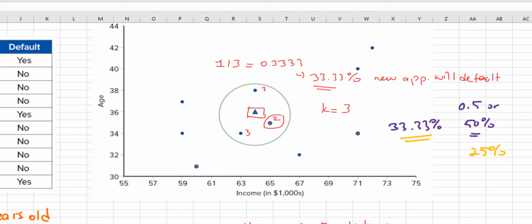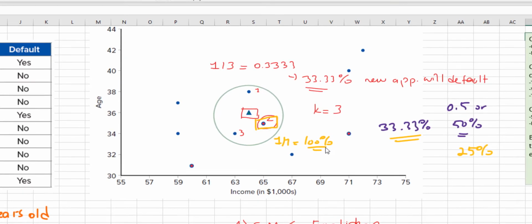And also, the number of nearest neighbors is important too. For example, if k is equal to 1 here, then the closest applicant is number 2. Therefore, the probability that the new applicant will default becomes 1 over 1, which is 100%. So this is why it's very important to choose the optimal k for the KNN algorithm.